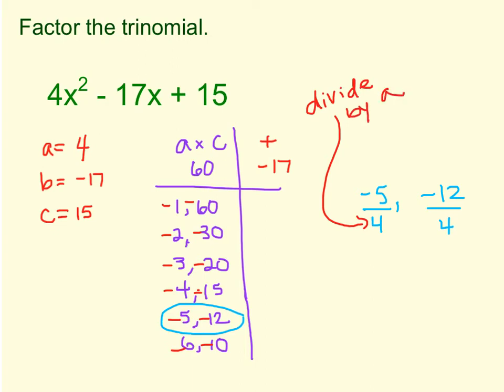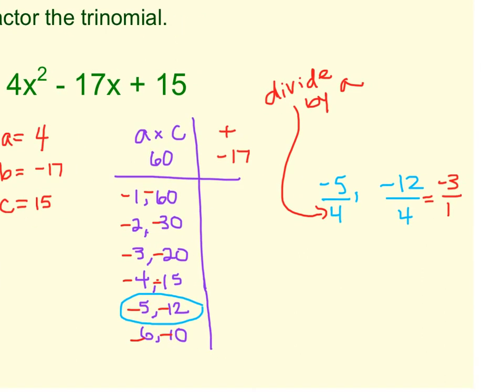So if you were making a little note in your notes, you might write down divide by a. All right, so then you're going to take each fraction and reduce it. Negative 5 over 4, well, that's already reduced, so that one we don't have to change. Negative 12 over 4, however, can be reduced. If you divide both by 4, you get a negative 3 over 1. All right, so we're almost done with the problem. Now, the one that I just reduced, I do like to cross that off so that I don't get confused and try to use that fraction.